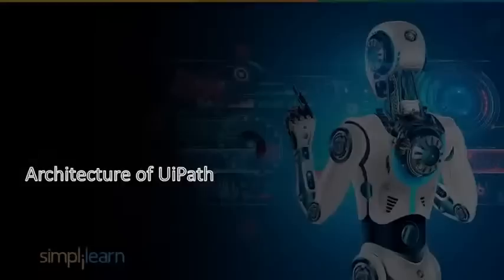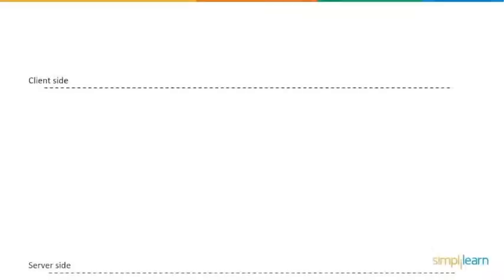Let's look at the architecture of UiPath. It consists of two sections, the client side and the server side, and three layers. Let us look at them one by one. We will first look at the client side and the server side. Client-side UiPath components are those that the user or developer can communicate with directly. UiPath Studio, UiPath Robot, Browser, and UiPath Agent are usually included.